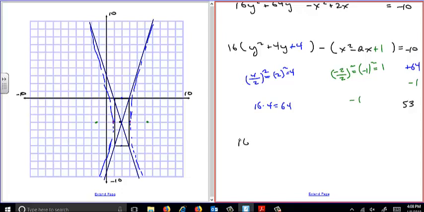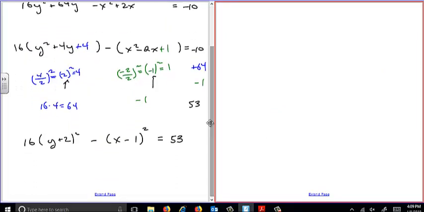So what you end up with is 16 times x, or pardon me, y plus 2 squared plus 2 minus x minus 1, that number, squared is equal to 53. And because I just picked that number out, it's not going to be nice. The numbers are going to be a little fishy, but we can still do the problem. It's still going to work out. So you divide both sides by 53.